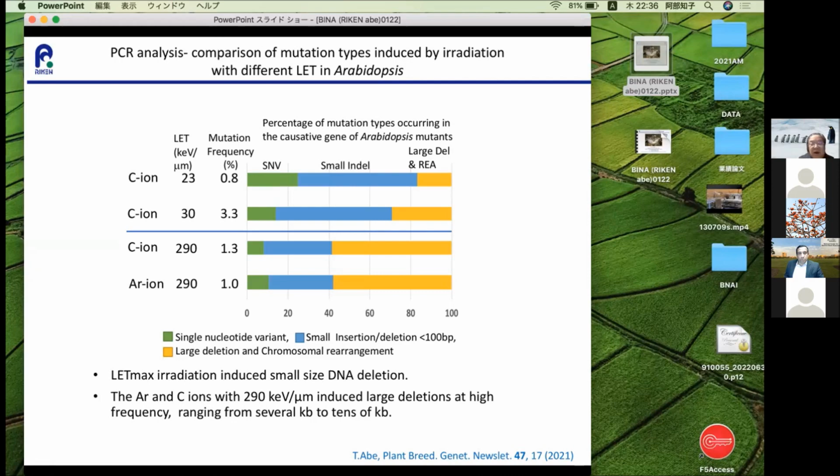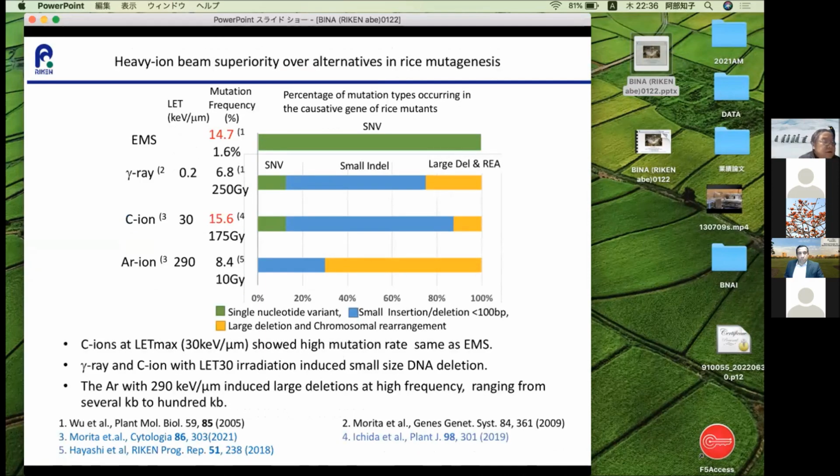This figure shows a comparison of mutation type in a rice mutant in the coloration-sensitive gene by PCR analysis. LET max in rice is LET 30 irradiation, which gives a high mutation rate, same as EMS. Gamma ray and carbon ion irradiation induce small size DNA deletion. Argon ions induced large deletion and chromosomal rearrangement at a high rate, ranging from several to 100 kilobases.